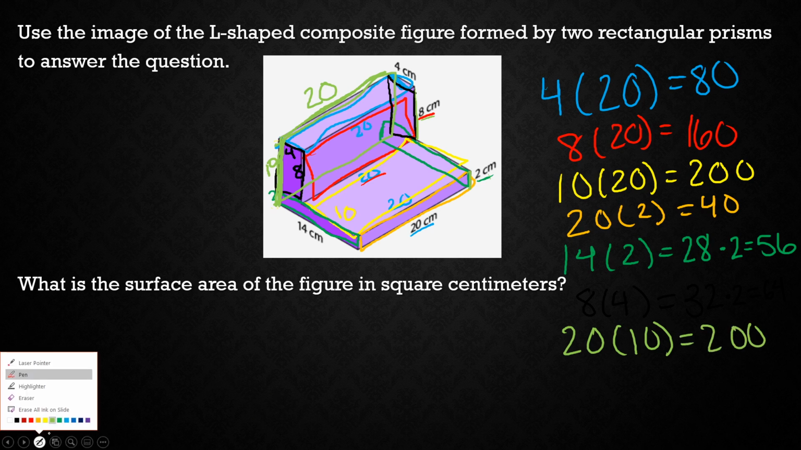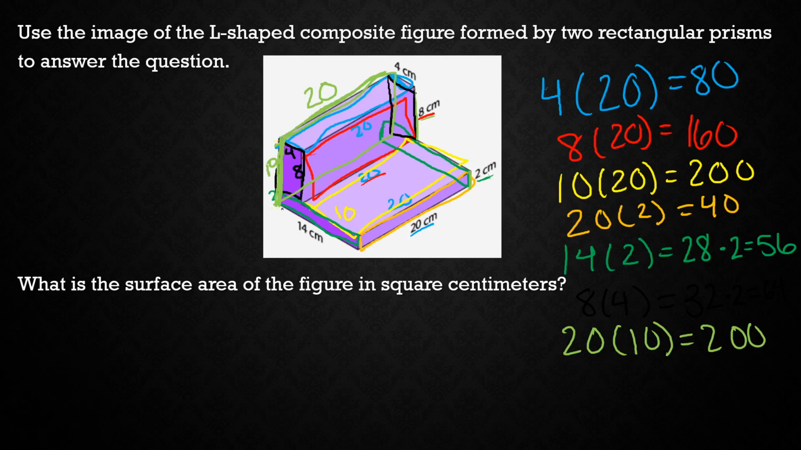Now doing the base is a bit easier, because I have a 14 and 20, and I know that that's the length of my entire base. So I'm going to do 14 times 20, and that's going to give me 280.